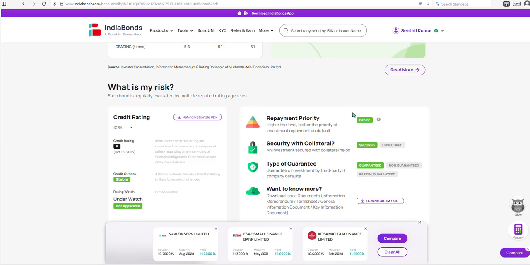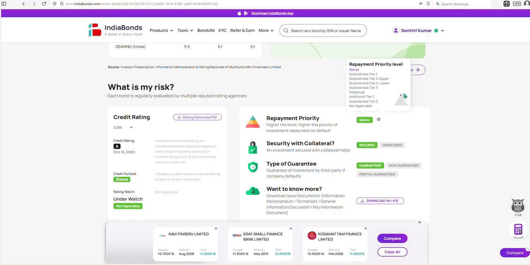Now, this is a more critical one. I always look into it. That is the repayment priority. In case of any default by the company, who will get the money first? That is what it says: senior. If you click here, senior sits on the top, then subordinate, and the rest follow.